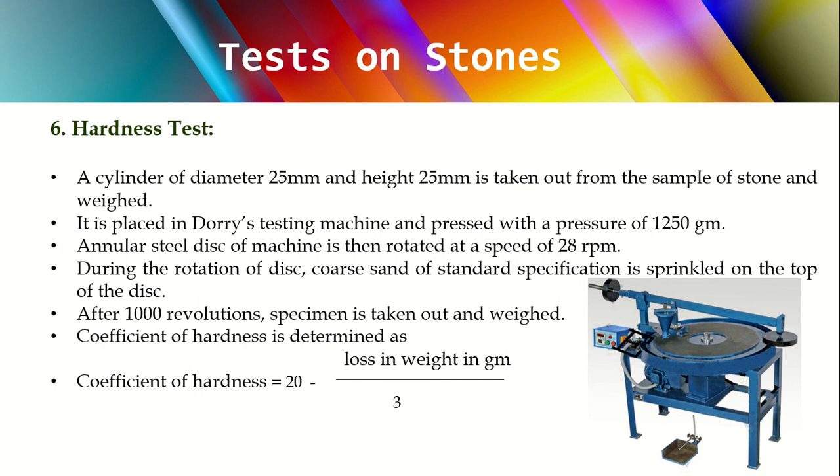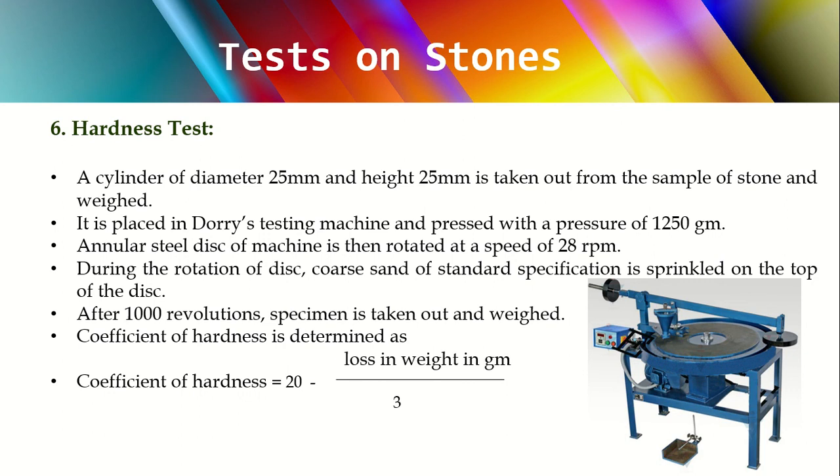So for this, we will take a stone sample which is in the form of a cylinder. Our stone sample is cylindrical in shape, whose diameter is around 25 mm and height is also 25 mm. Okay, so what you do is, initially take the weight of this cylindrical stone sample, which is 25 mm diameter and height 25 mm.